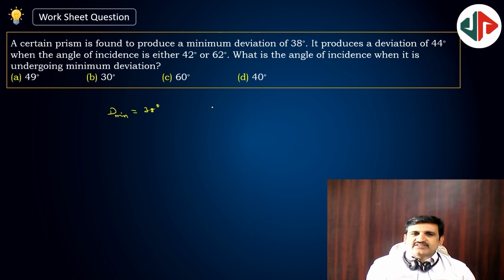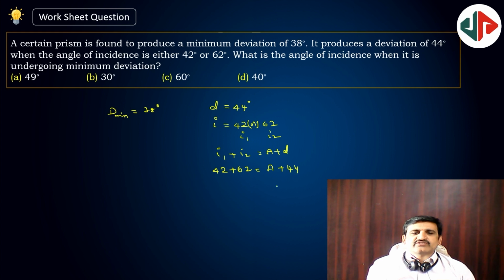Deviation D is equal to 44 if the angle of incidence is equal to 42 or 62. That means one is I1, one is I2. So I1 plus I2 is equal to A plus D. We have the formula: 42 plus 62 is equal to A plus 44. So 104 minus 44 is equal to A. So A is equal to 60.